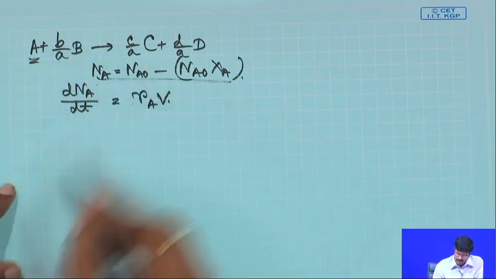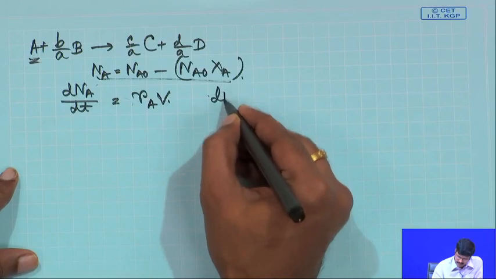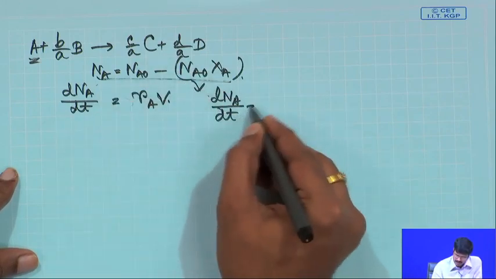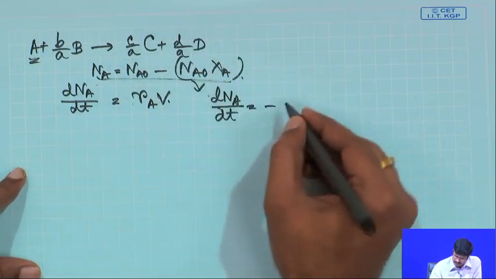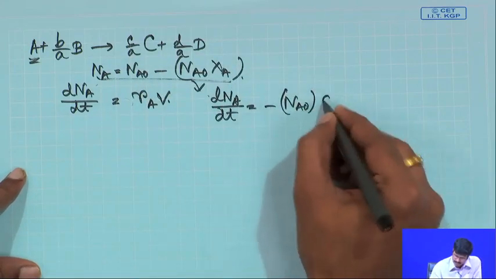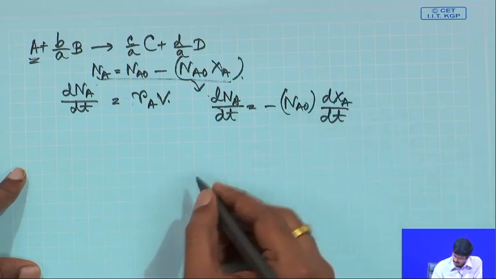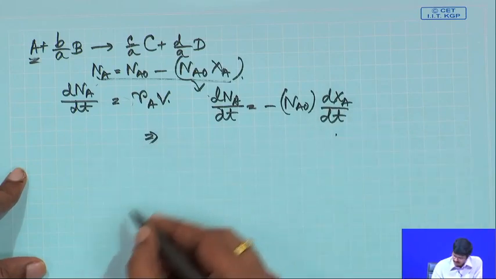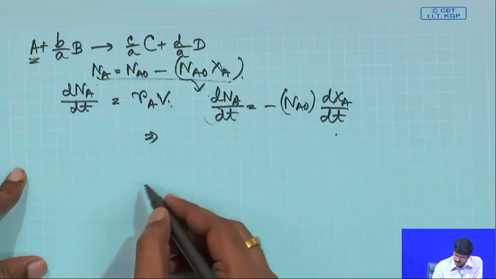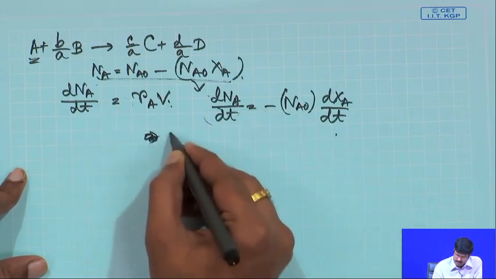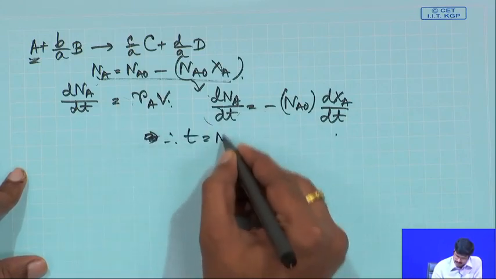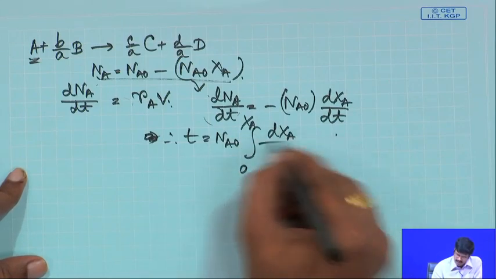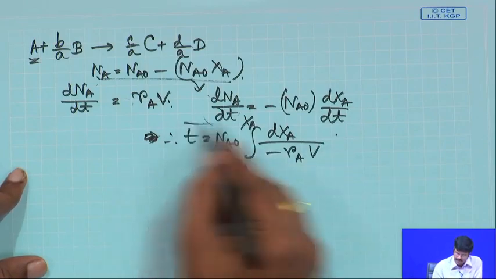So, if you now differentiate this with respect to t, that is the right word, dNA/dt, this is constant so that goes, and that will be equal to minus Na0 into dXa/dt. So dNA/dt is RAV. If you replace that and integrate, the time will become t equals Na0 integral from 0 to Xa of dXa over minus RAV. So, this is the design equation.